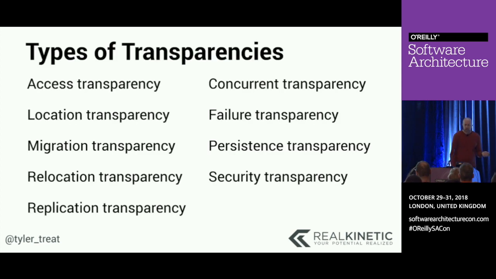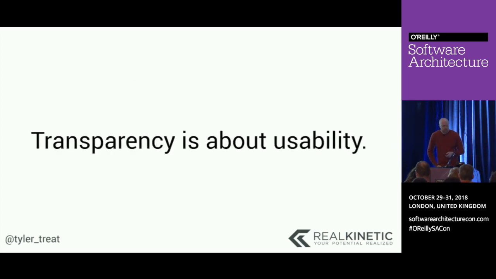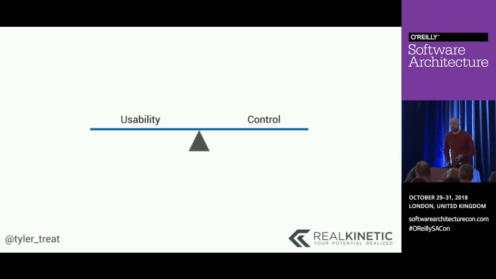And there are a lot of different types of transparencies. We're not going to talk about these today, but things like failure transparency and location transparency and so on. And really it's about usability, and specifically this balance between usability and control. It's this question of how much burden do we want to place on the user in order to give them that control, and how much of that burden do we want to take upon ourselves or upon the system?